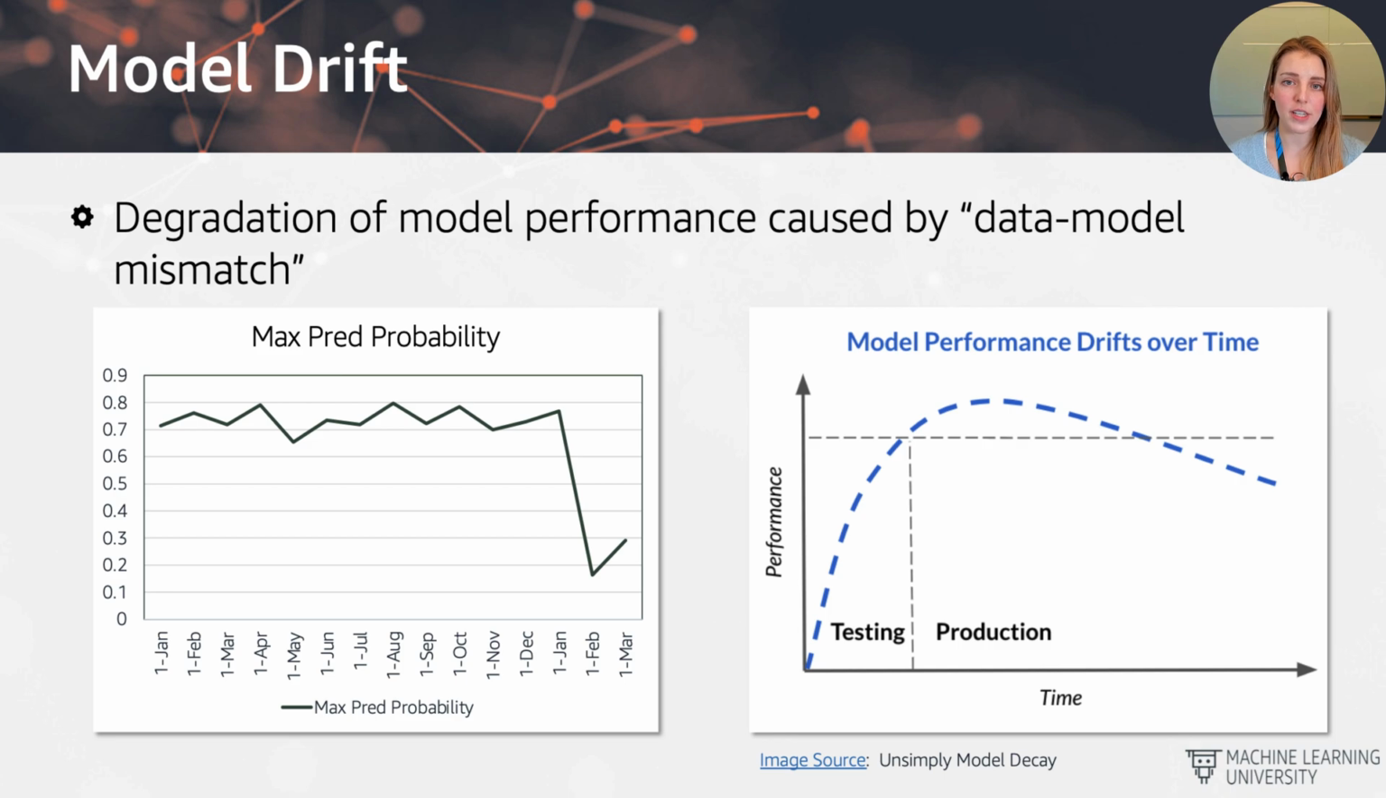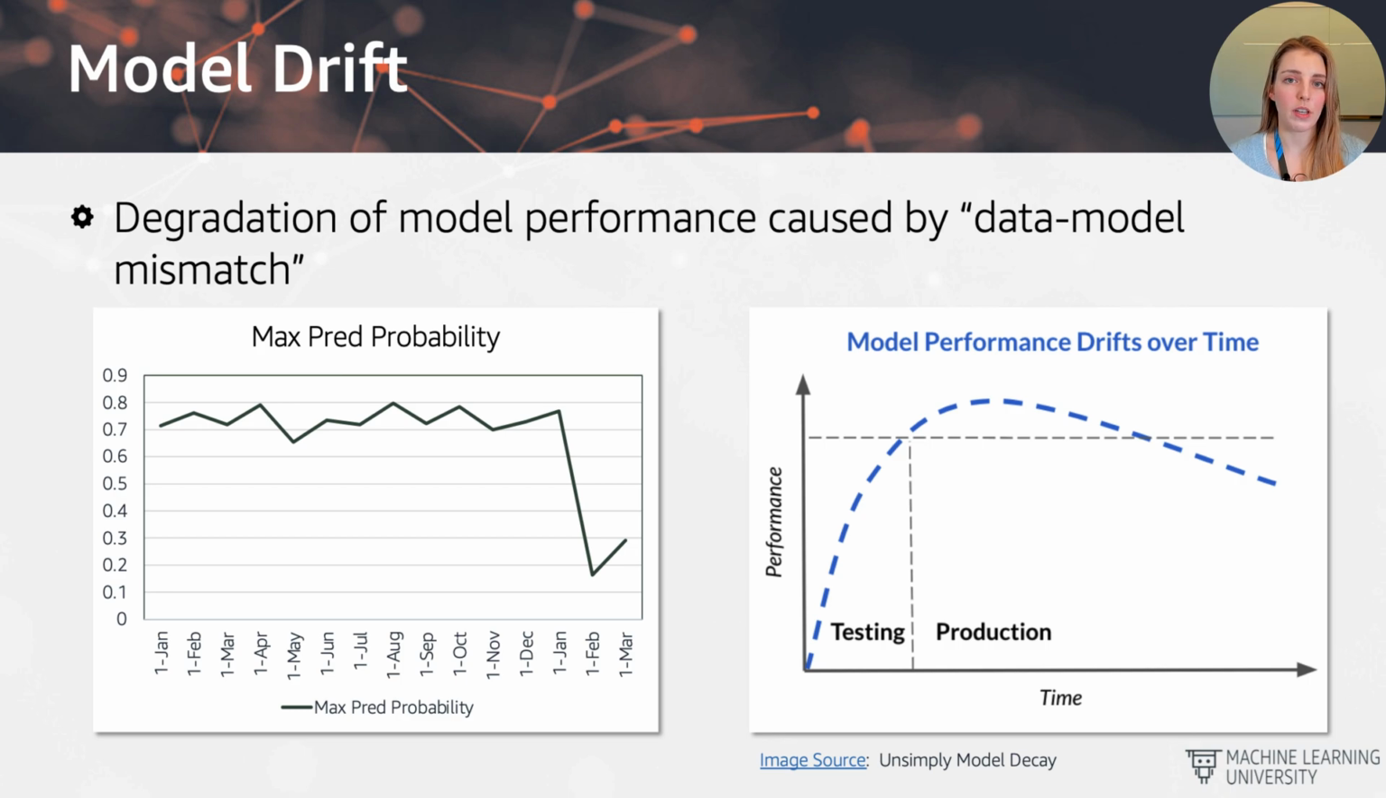On the left-hand side, we have a rapid drop, so a steep drop in the max predicted probability. So on the y-axis now, you have the predicted probability scores ranging from 0 to 1. And we see that from January all the way through December, the max predicted probability was hovering around 0.75. And then suddenly the max predicted probability scores dropped down to 0.1. So clearly something went wrong.